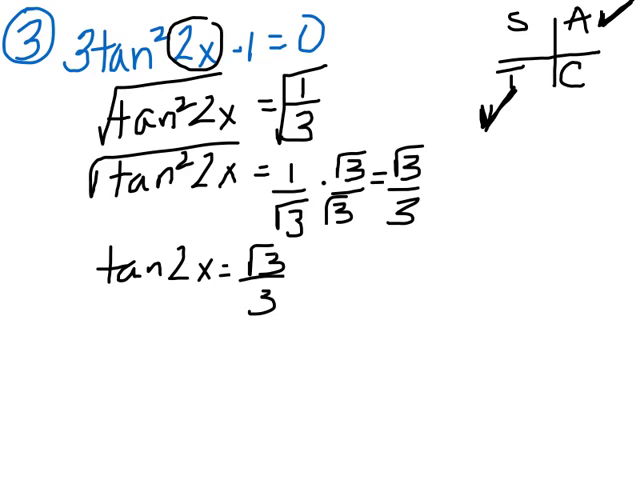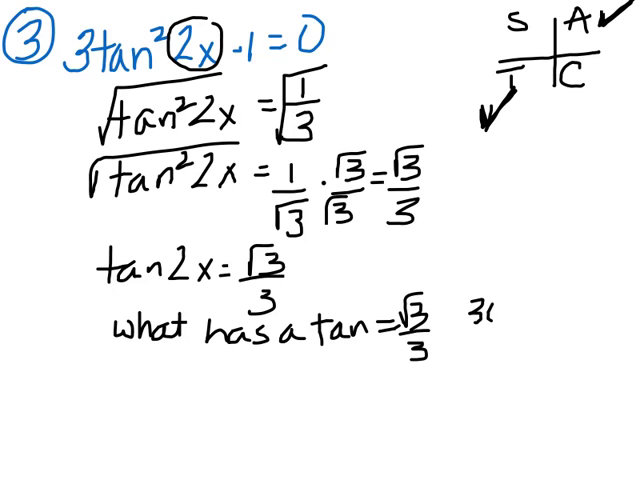Again, don't think about the 2x for a minute. What has a tangent of square root of 3 over 3? I'm actually going to write that down. Okay, so we're talking about a 30-degree angle, right? We know 30 degrees is pi over 6, because 180 divided by 6 would be 30. So if we substitute pi in for 180, pi divided by 6 would be 30.